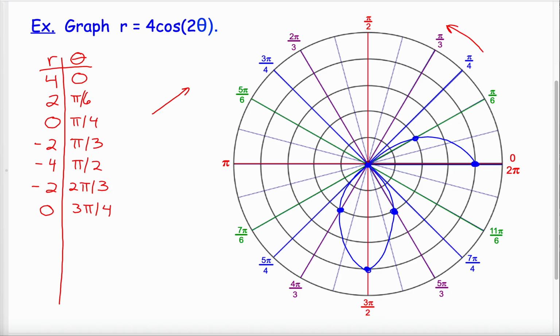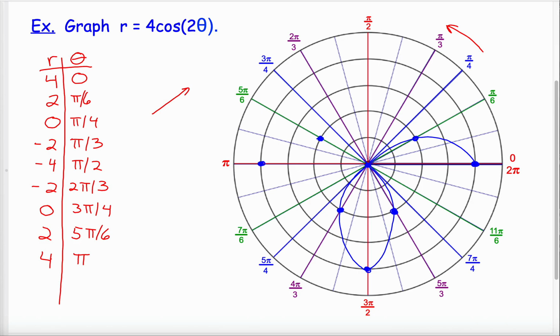Okay, after 3 pi over 4, what are we going to choose? 5 pi over 6. When I double that, I get 5 pi over 3. Cosine of 5 pi over 3 is positive 1/2 times 4 is positive 2. So at 5 pi over 6, now I'm graphing points back over here. And then at pi, I'm going to double that and get 2 pi, and the cosine of 2 pi is 1 times 4 is 4. So when I plot that, I'm all the way back out here.